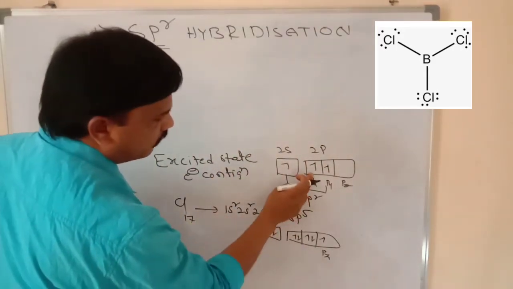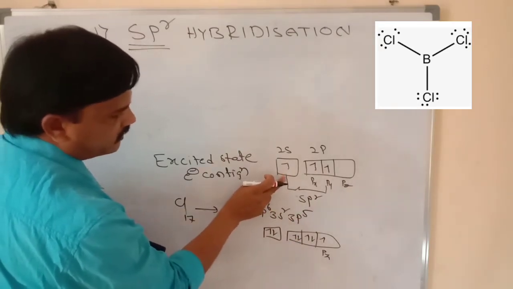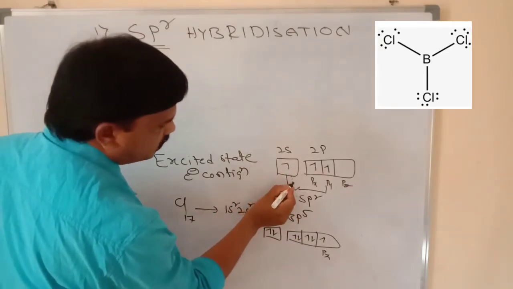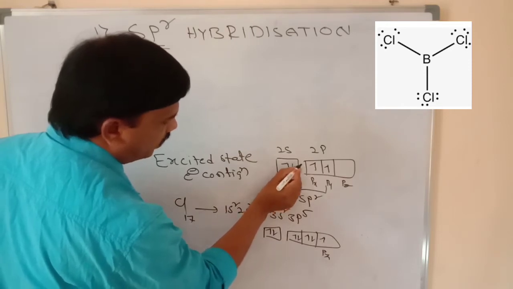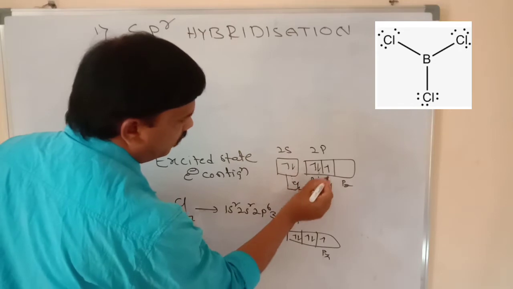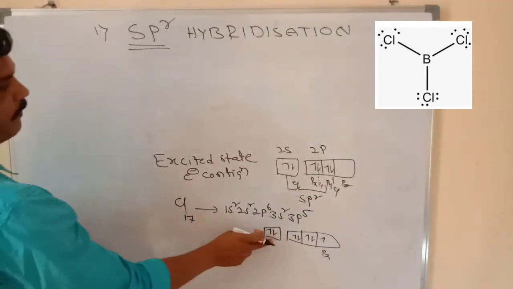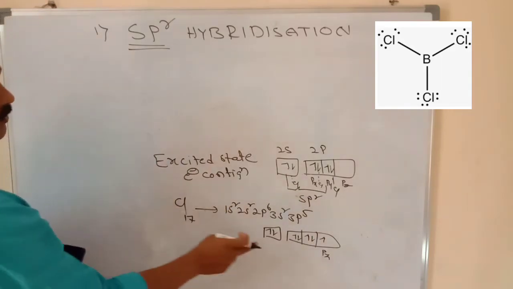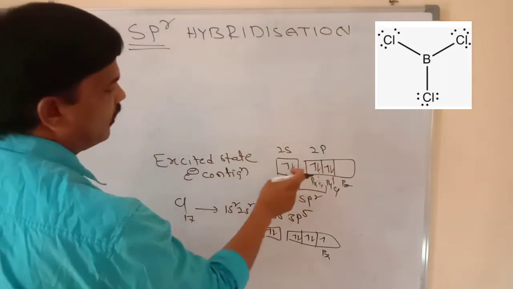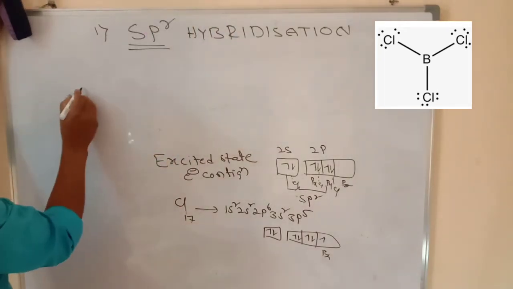So boron has three unpaired electrons, which combine with chlorine. Now this is one chlorine, this is another chlorine, and this is the third chlorine. The three chlorines combine with boron using the unpaired electrons of the s and p orbitals.